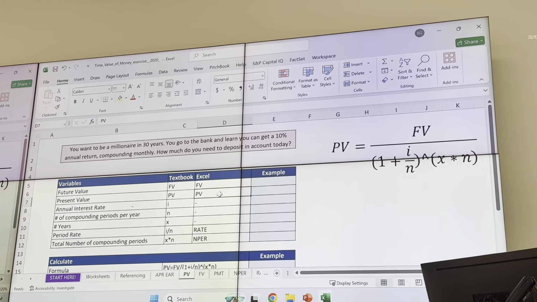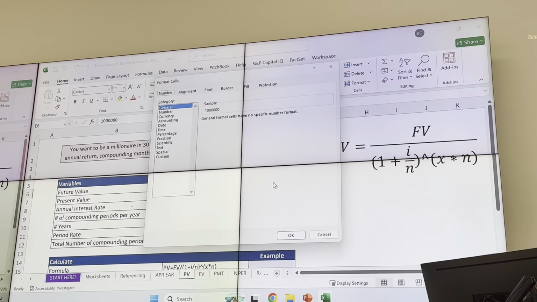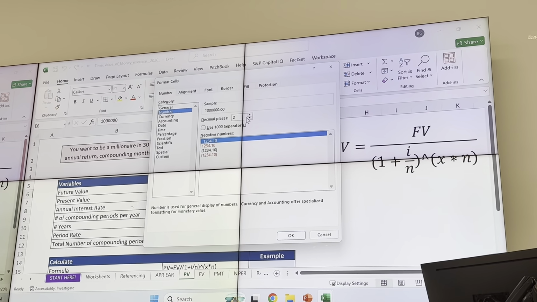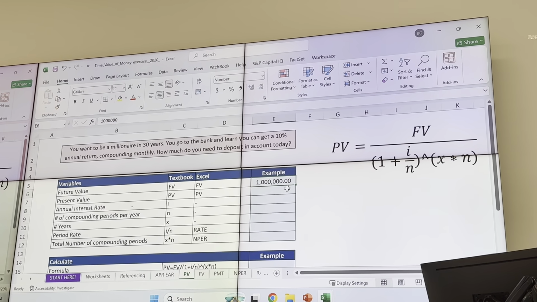So I don't know the present value, but in future value, what am I getting? The future value, I'm getting, is becoming a millionaire, right? A millionaire. How much? What's the value? 1,000,000, right? Now, if you're confused with this value, press Control A, Control 1, number, use 1000 separator. That gives you an understanding. Okay, I recorded the right value. My interest rate is 10%, right?